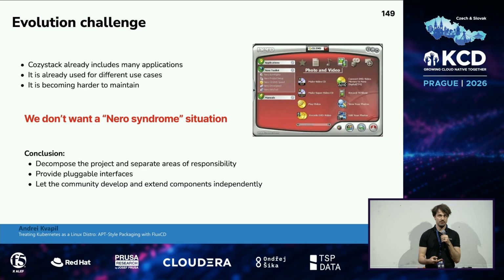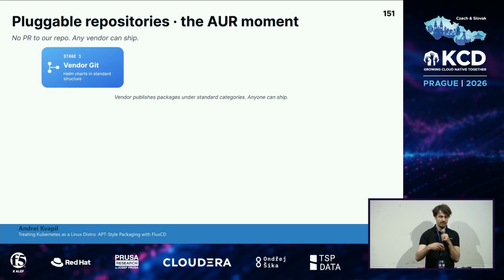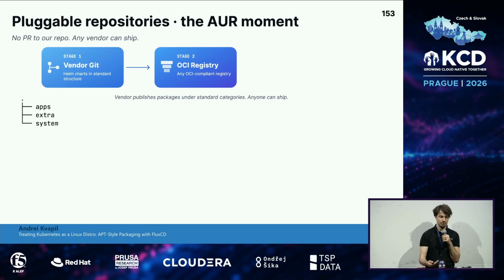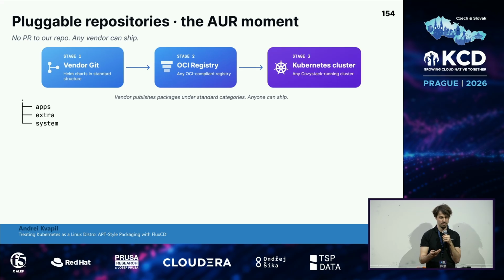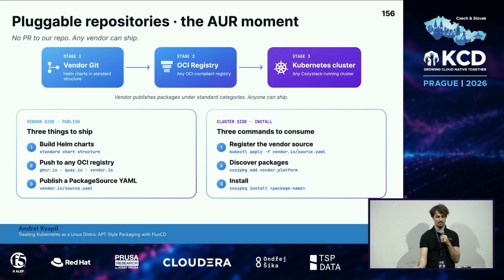we just checked how other projects solved that. And we found that they actually just decomposed the project into different zones of responsibility. And we invented pluggable repositories. That's the same idea: every vendor can take a Git repository, prepare the same structure, prepare an OCI image, and provide a simple manifest to install it. In fact, users of Cozystack can just take this manifest, install it in their cluster, and they will see the list of available packages.